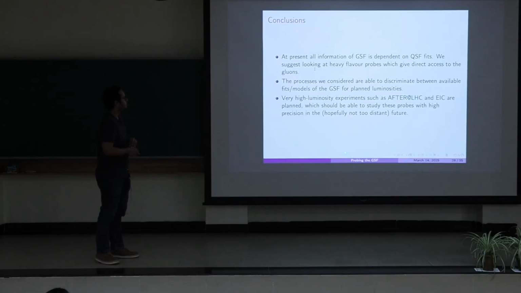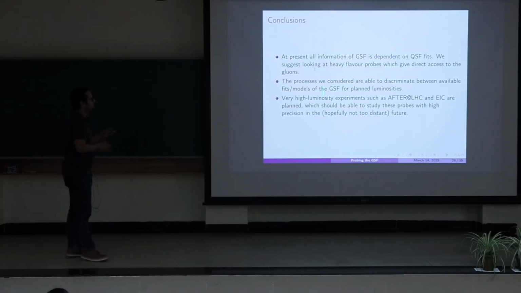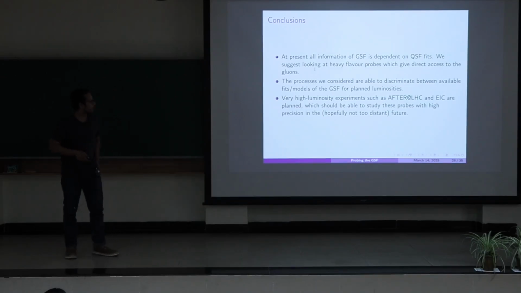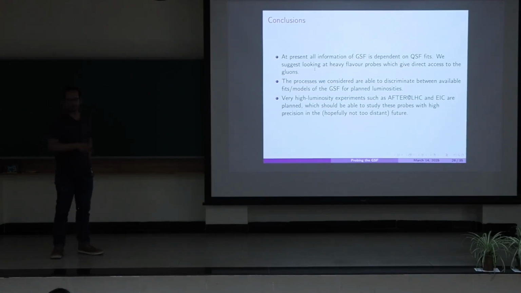So to sum up, at present, all of the information on the gluon Sivers function is dependent on quark Sivers function fits, so in that sense it's indirect. So we need to look at heavy flavored probes, which will give direct access to the gluons. The processes that we considered are all able to discriminate between the available fits and models for planned luminosities, and hopefully, I don't know about at LHC, but EIC has been approved at BNL, and it should be able to give us very good insight into these distributions.